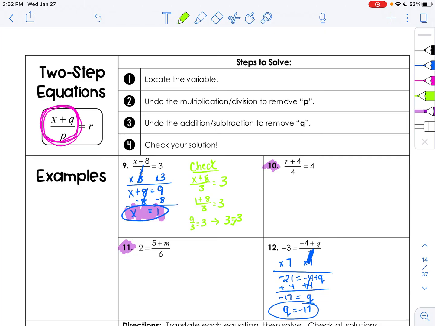So then we're going to check that answer. So negative 3 equals negative 4 plus q over 7. But then I think I know that q is negative 17, so I'm going to replace q with negative 17. And then that's negative 3 equals negative 4 minus 17 is negative 21 over 7. That's negative 3 equals negative 21 divided by 7 is negative 3. So I can be confident in that answer of q equals negative 17.